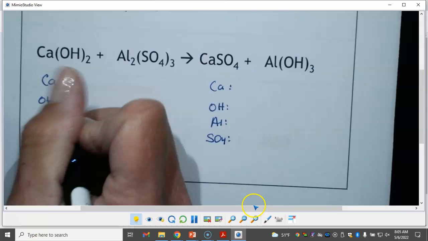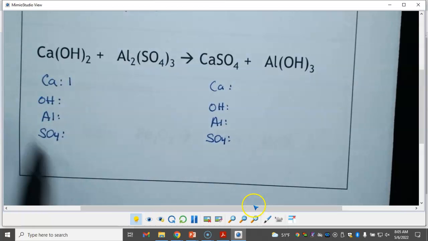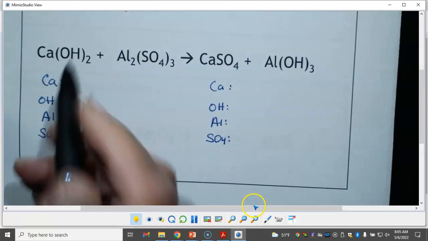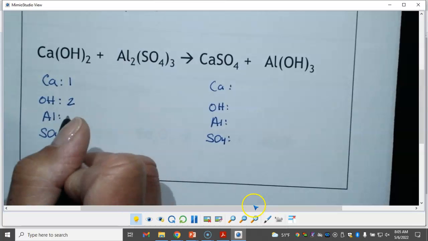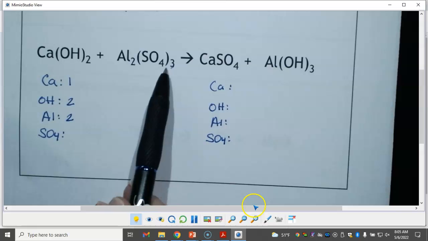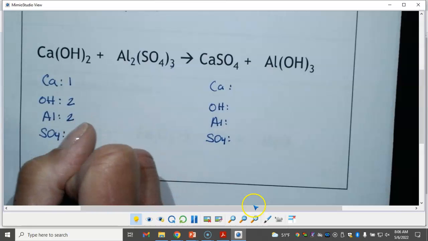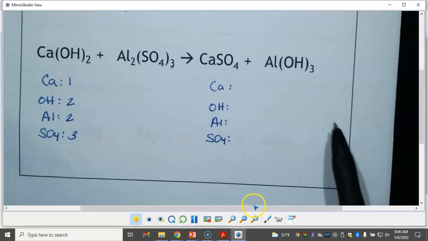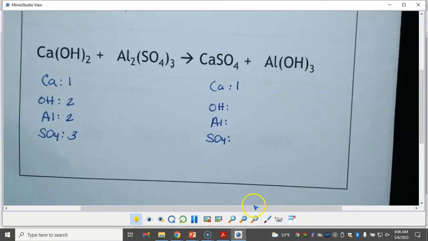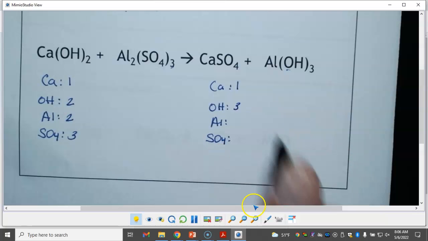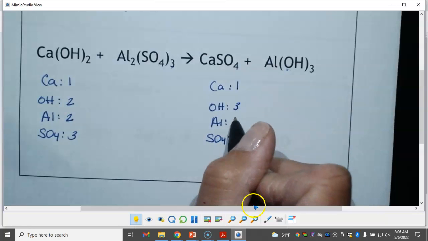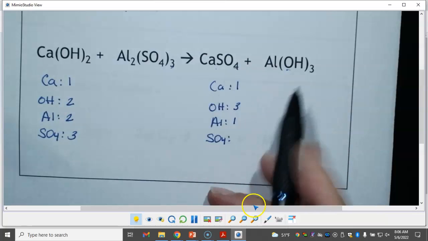So on this side, I have 1 calcium, I have 2 hydroxides, I have 2 aluminum, and I have 3 sulfates. On this side, I have 1 calcium, I have 3 hydroxides, I have 1 aluminum, and I have just 1 sulfate.